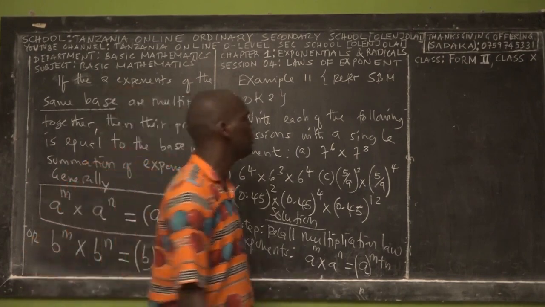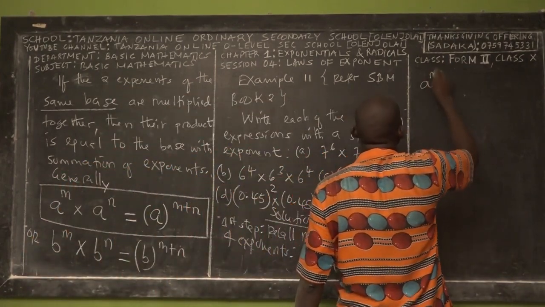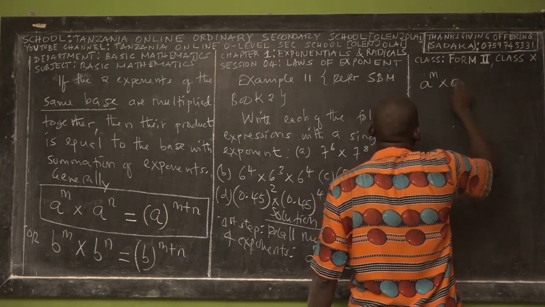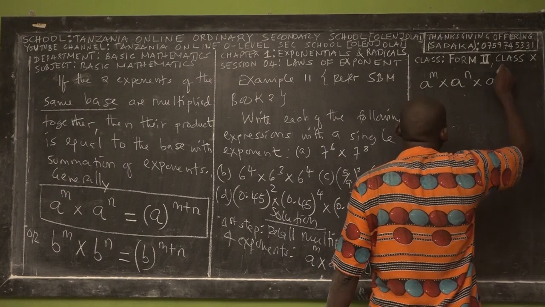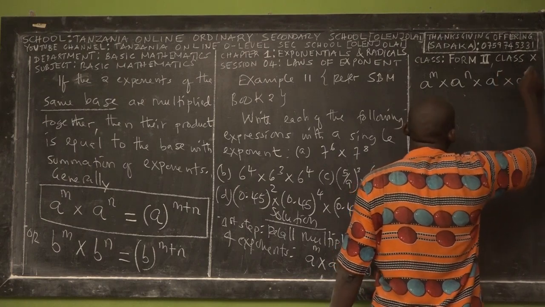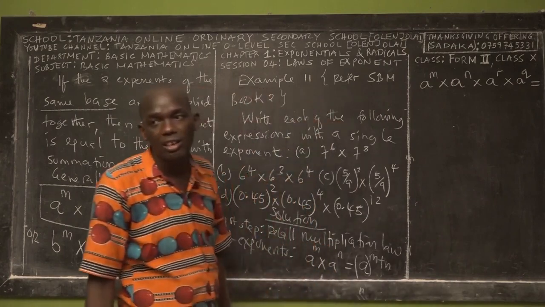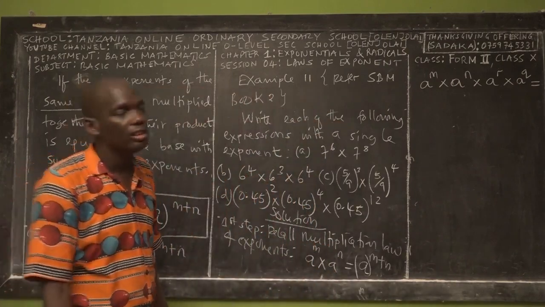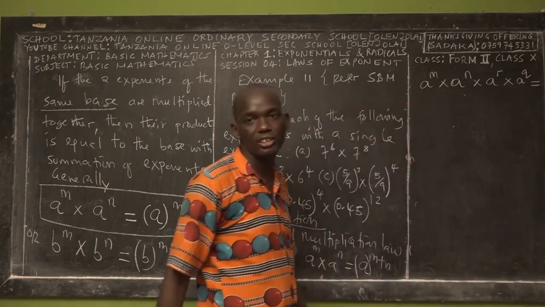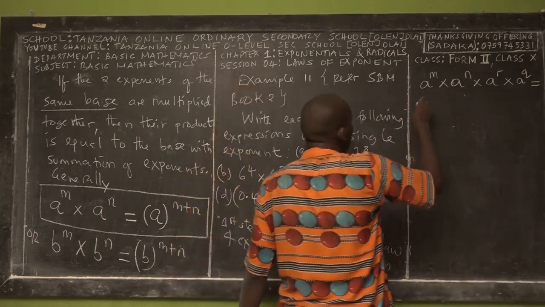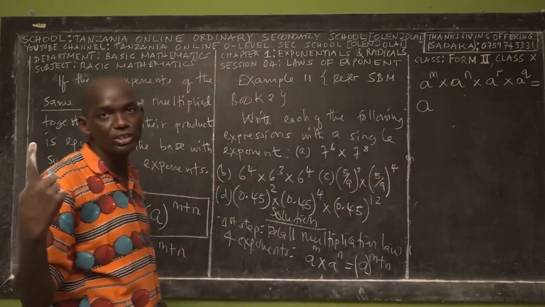Similarly, we can also extend this law into a power m times a power n times a power r times a power q. How many exponents do you have there? 4 exponents, right? First exponent, second exponent, third exponent, fourth exponent. So with this one, the same law will be applicable because all of the 4 exponents have the same base.